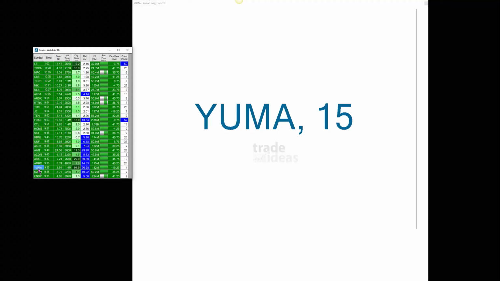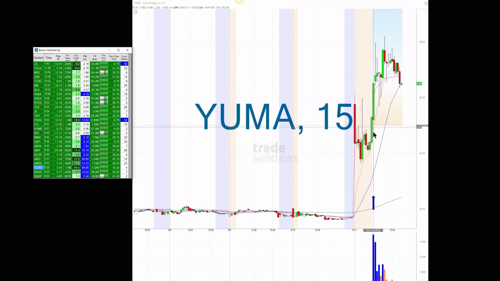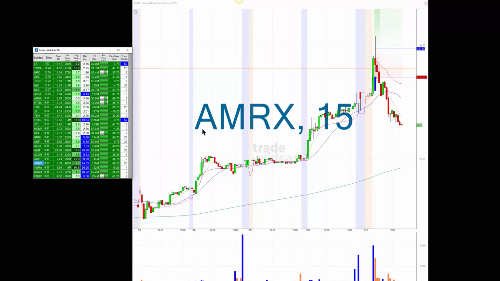Yuma was the incredible one. 354, and it just zoomed almost nonstop to 501. AMRX, this is one that I did trade. It was a quick one. Got in at 380, and just underneath 4, I took it out.